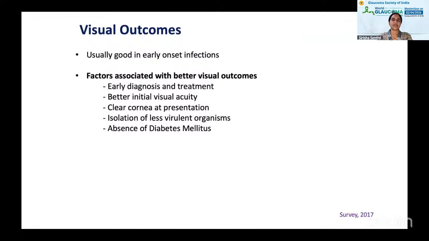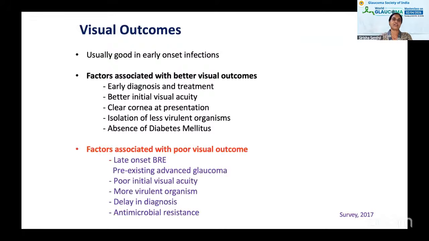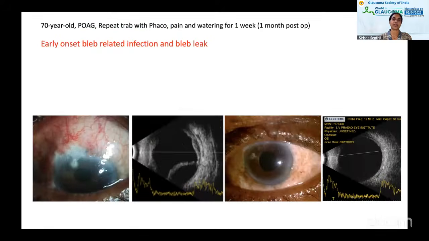The visual outcomes depend upon when we catch the infection. If we catch it early and treat it appropriately, we will be able to retain the visual function of the patient. Otherwise, it can be very, very difficult to treat and the visual outcomes can be poor. So late onset bleb-related infection, pre-existing advanced glaucoma, poor initial visual acuity, more virulent organism, delay in diagnosis, and of course, antimicrobial resistance are factors associated with poor visual outcome.